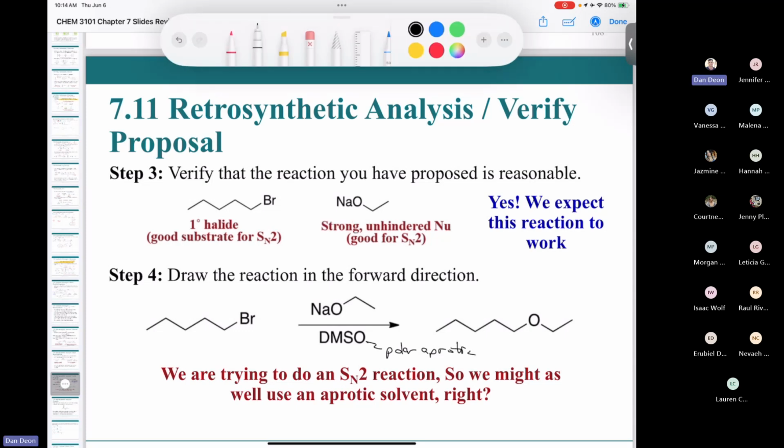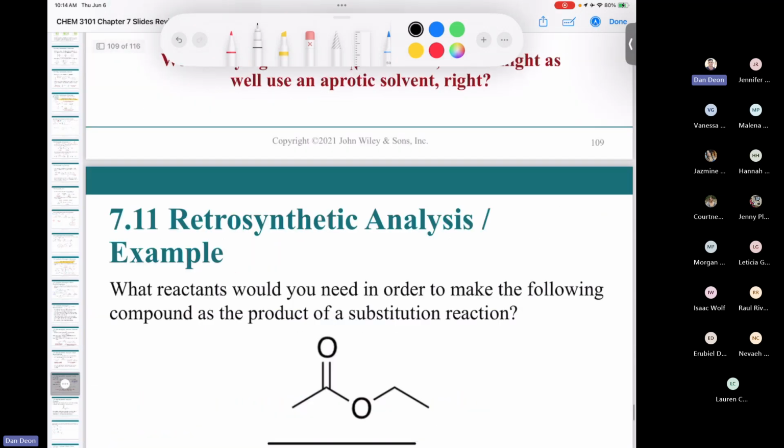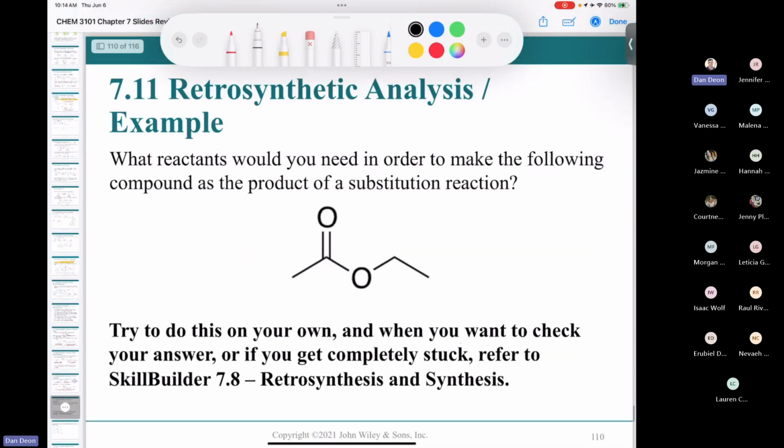Polar aprotic solvents are best for SN2 reactions. So same thing here. If I asked you, how would you make this compound? Well, you could take the acetate ion, right? We said that an acetate ion is a good nucleophile, and you could react that with ethyl bromide, right? Because that's going to do an SN2, nucleophilic attack, loss of leaving group.